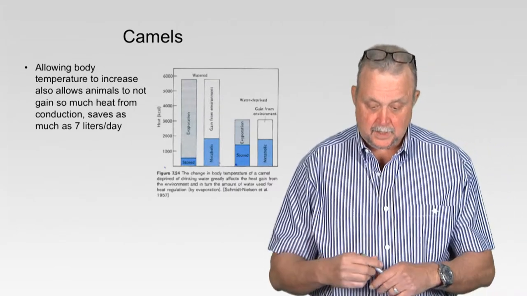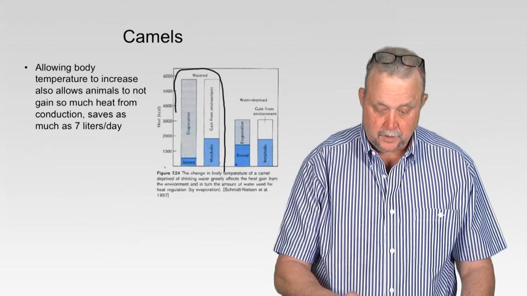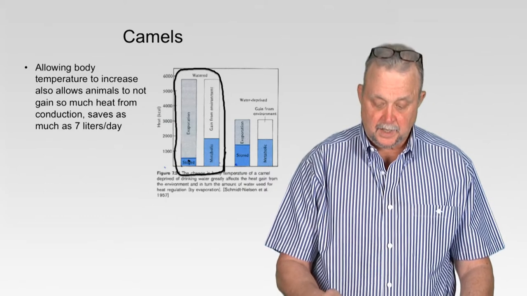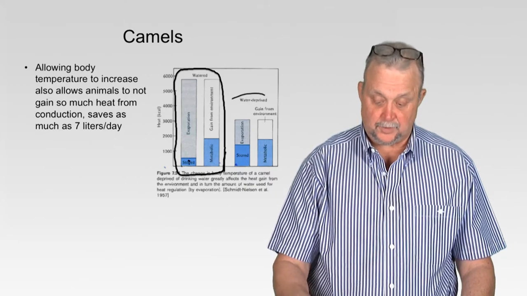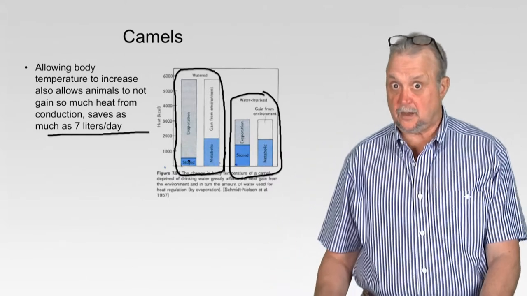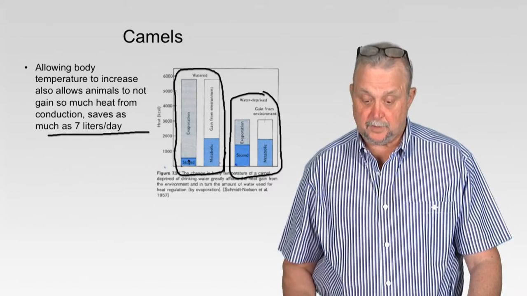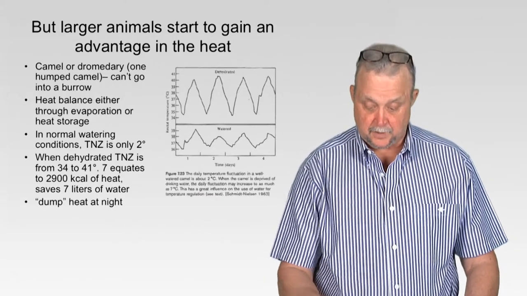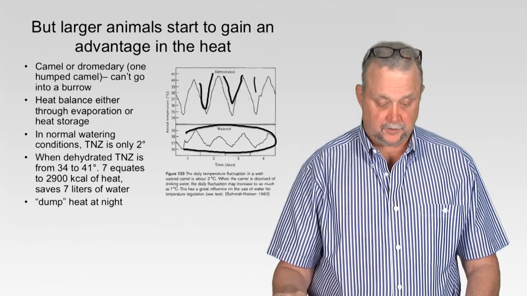And so here in this graph, and I don't want to spend a lot of time analyzing it, but you can see an animal that's watered will not store near as much heat and produce quite a bit more from metabolic. Water-deprived camel, it's just going to absorb it. It's not going to use it. And they'll save 7 liters a day, almost 2 gallons of water by not sweating, and they have the ability to do that. So they can either evaporate here, cool down, or they can allow for larger swings and they can still survive.